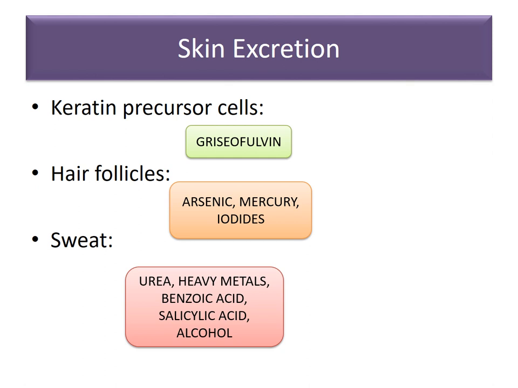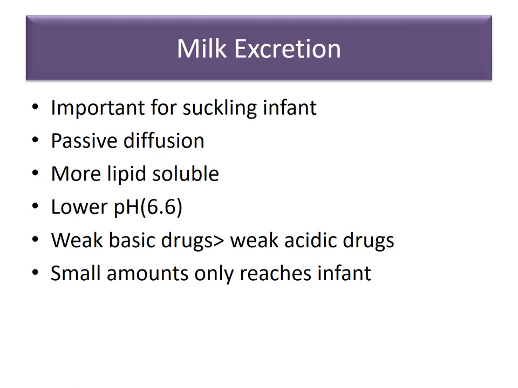These all are excreted through our skin. So when there is a heavy metal poisoning like arsenic or mercury, the clinical examination is mainly by examining the hair follicles. The presence of these types of heavy metals in the hair follicle means there is a heavy metal poisoning. Okay, and finally the milk excretion.